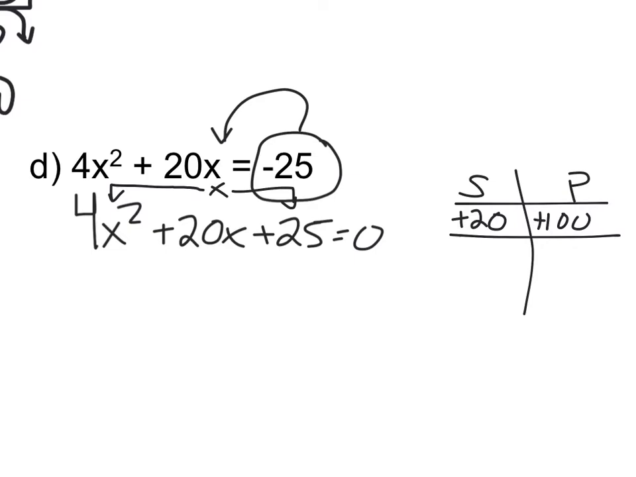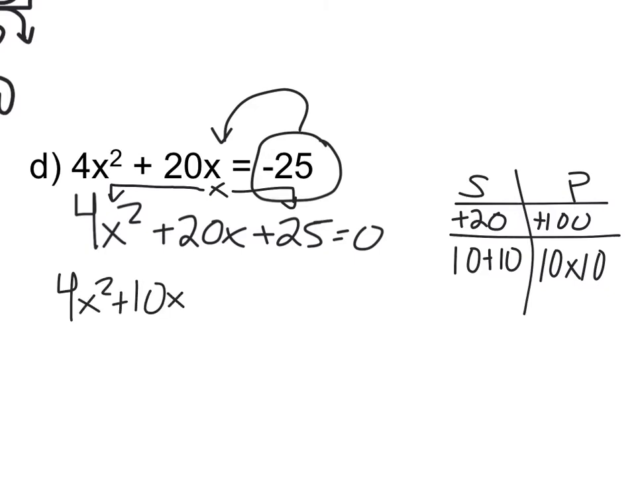Two numbers that multiply to give you 100 and add together to give you 20 are 10 times 10, and 10 plus 10. Now it isn't just as simple as writing an x plus 10 and x plus 10 with decomposition. You're splitting the middle term and grouping the first and last terms with your two numbers, two solutions, and it doesn't matter which one you put where. In this case, they're both exactly the same. So 4x squared plus 10x, and then 10x plus 25.